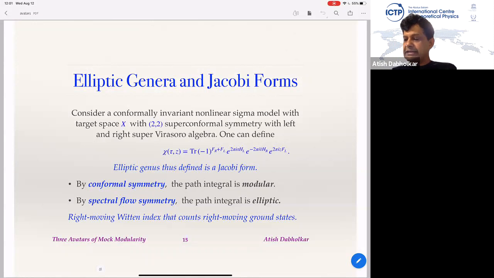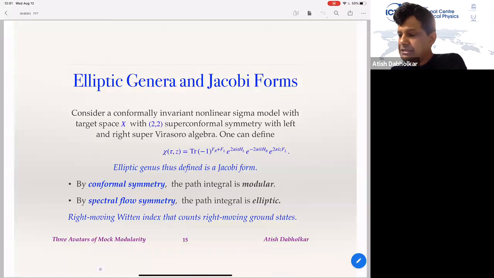It's not the Witten index of the left moving theory because you have this insertion e to the 2 pi i z F left. If z was 0, then this would be like the Witten index of the left moving theory as well. And this is called the elliptic genus for historical reasons.